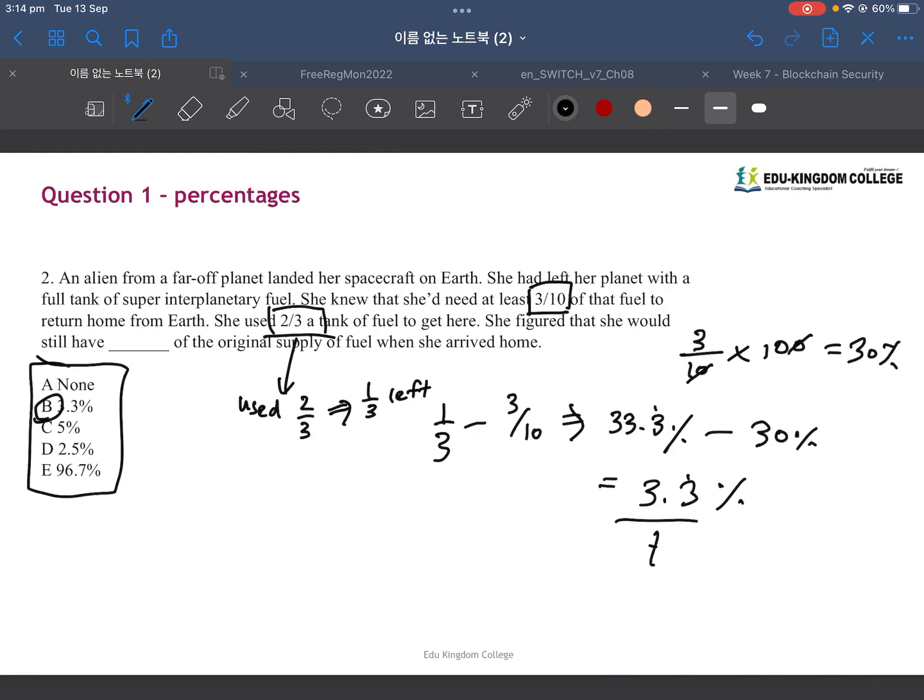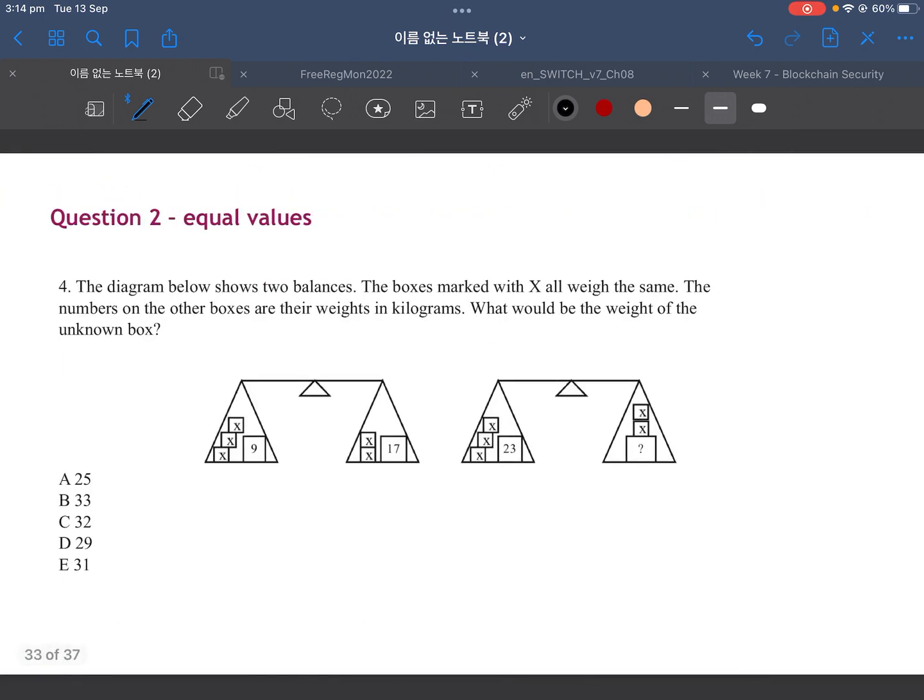Oh, we rounded down, by the way. 3.3 is usually 3.3333333, right? But we just round down for the sake of this question, or maybe round to the nearest one decimal place to get 3.3.